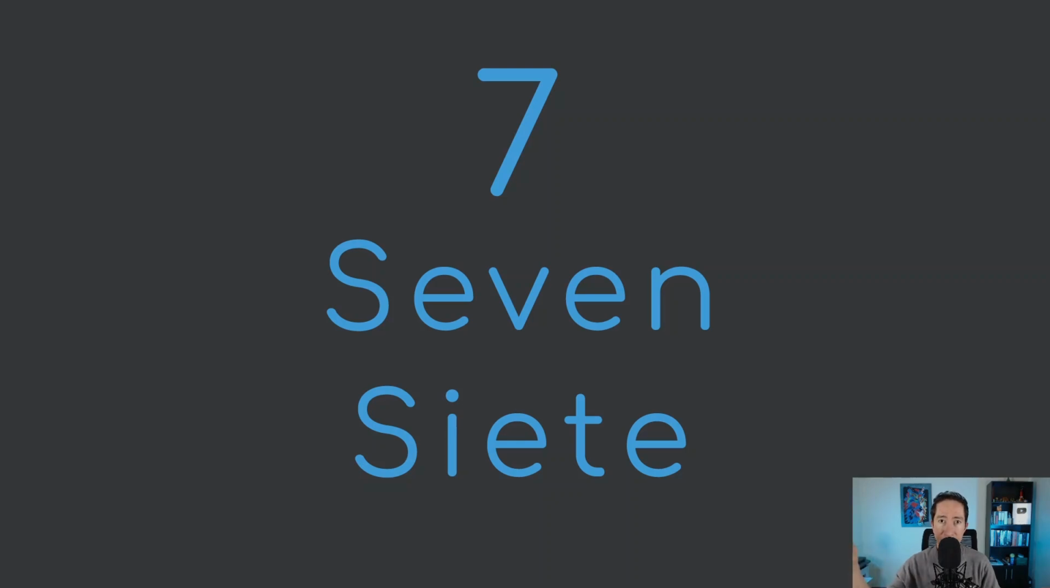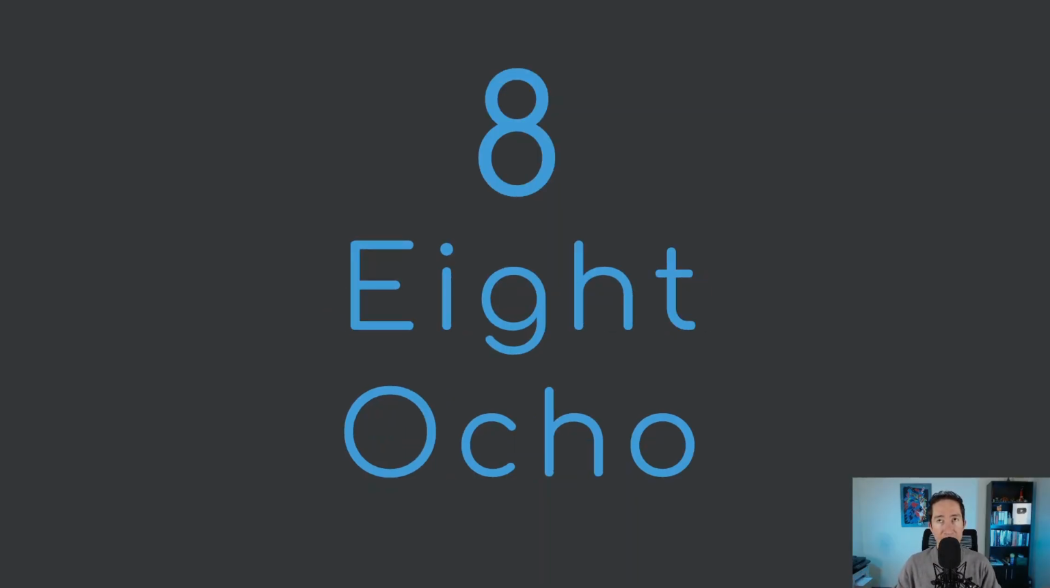Seven Deadly Sins. In Spanish is Siete Pecados Capitales. Siete Pecados Capitales, Seven Deadly Sins. Okay? Well, that is more complex. So we are not going to go into the complexity because this is a basic class. So let's go with the next number, 8. Ocho. 8.